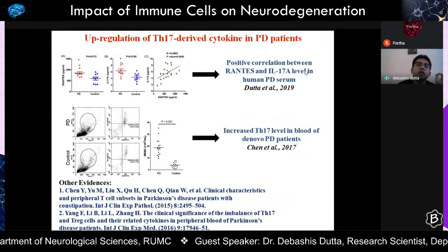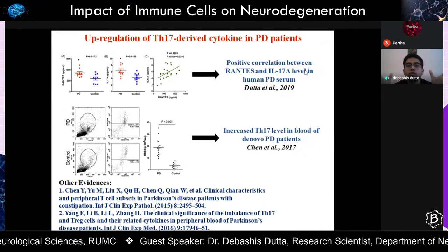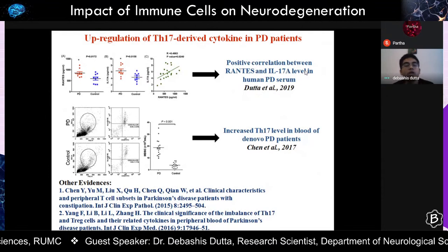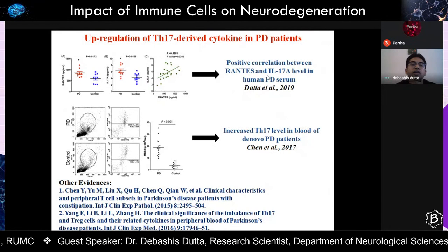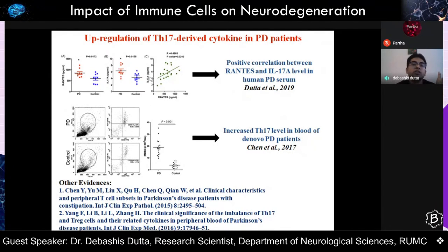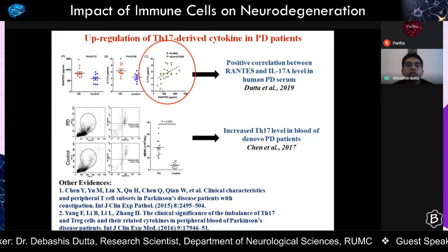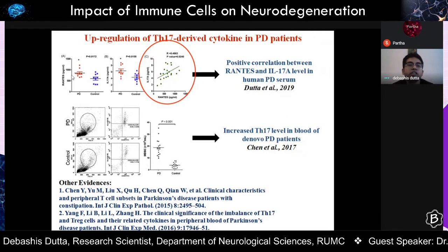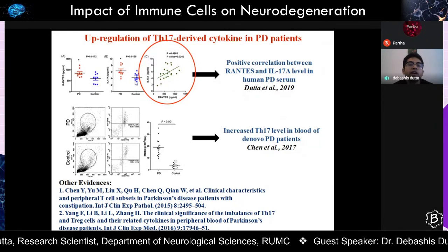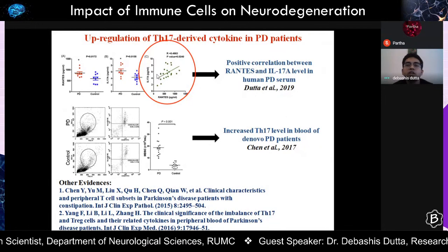So whatever we have done so far in the last three studies about RANTES or eotaxin was mainly conducted in animal models of Parkinson's disease, maybe in monkey or in mice models of PD. But this study also looked at RANTES and the Th17 cytokine, IL-17, in human patients, where we can see a positive correlation between RANTES level and IL-17 level. In PD serum, the RANTES level is much higher than the control, as well as the IL-17 level is much higher than in control patients. And both these levels are positively correlated with each other in the human PD serum.